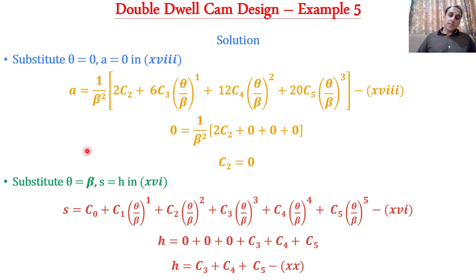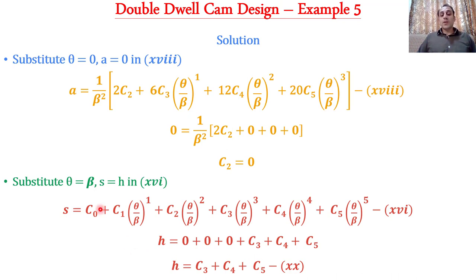The next one is at the end of the rise function, when theta is equal to beta, the value of displacement is equal to h. When we use these values in the original displacement function, we will get this equation, which says the sum of C3, C4 and C5 is equal to h, where h is the lift of the follower.